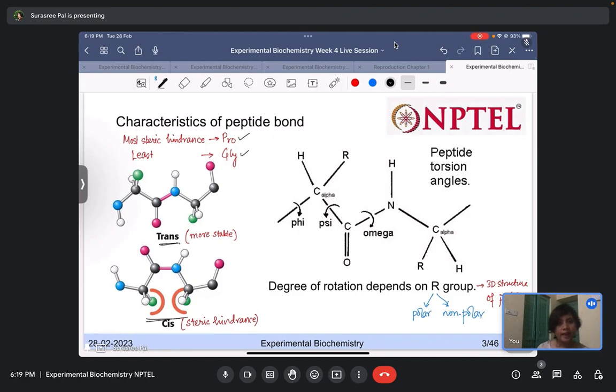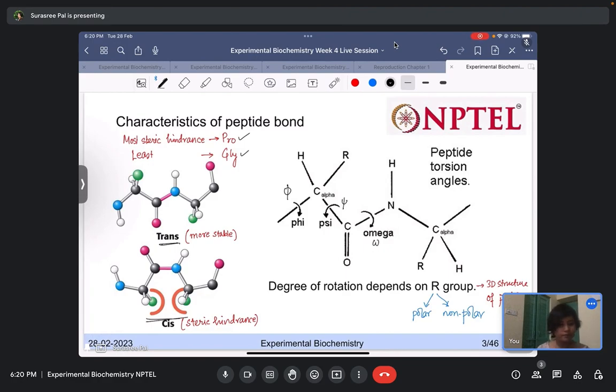Now we will also talk about the torsion angles of the peptide bond. So these are the angles by which these bonds can rotate. The first angle that we will talk about is angle phi. So this is phi, psi, and this is omega. These are the three torsion angles of a peptide bond: phi, psi, and omega.